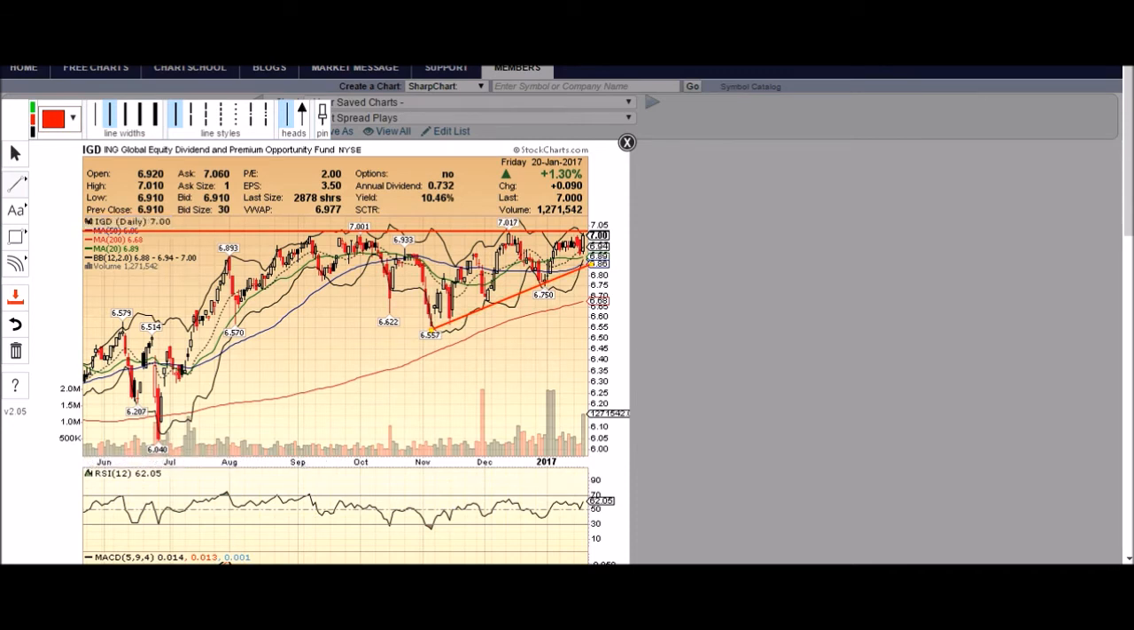Ascending triangle. So what would the key breakout price be to cause you to enter this one? 7.017, so 7.02. So if you see 7.02 on the bid, you would then enter at 7.03 on the ask. Very straightforward. You want to break that high price of the resistance. You want to see that price on the bid. You then look to enter on the ask.